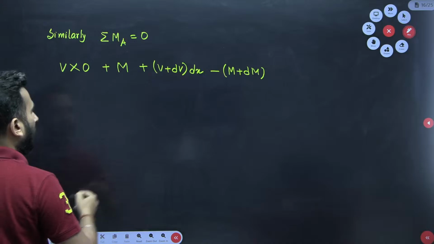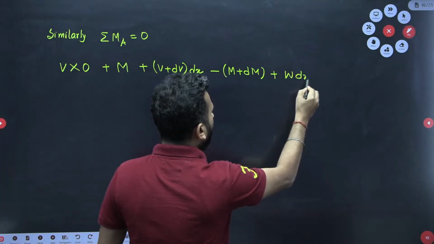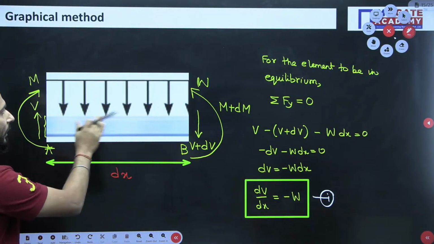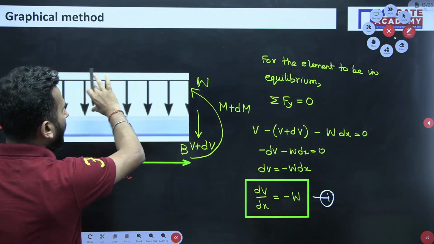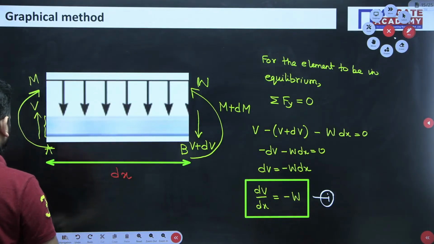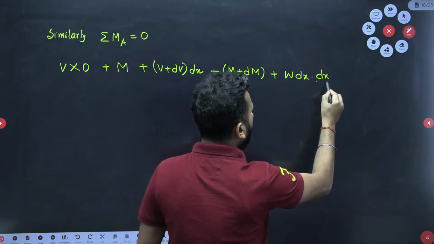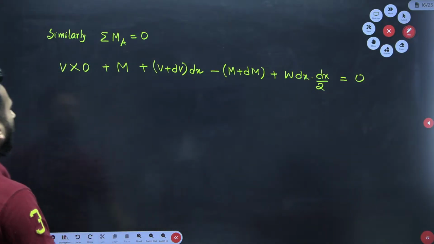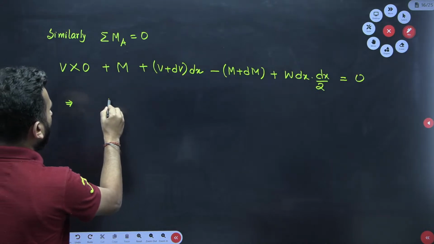So W into dx, first you have to write W into dx, and you know that the distributed loading acts at the CG of the centroidal area. This is a rectangular distribution of force, so the centroid will be exactly at the middle. So this is the force into distance. The midpoint will be dx by 2, and net moment will be equal to 0. So all these things are there, and we have to simplify it.